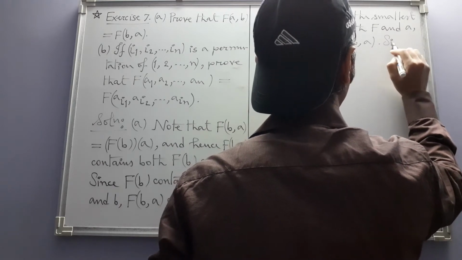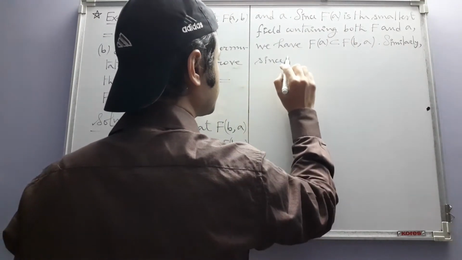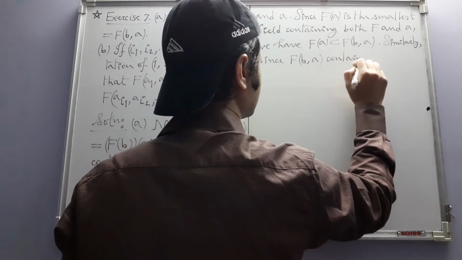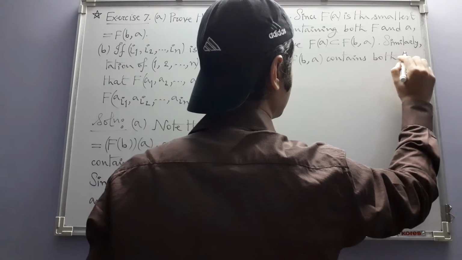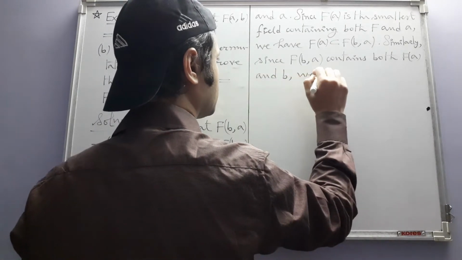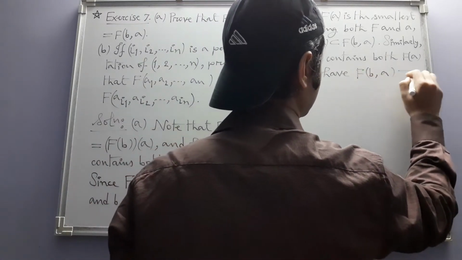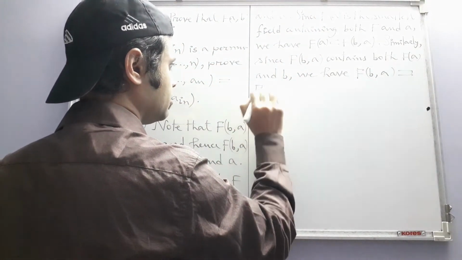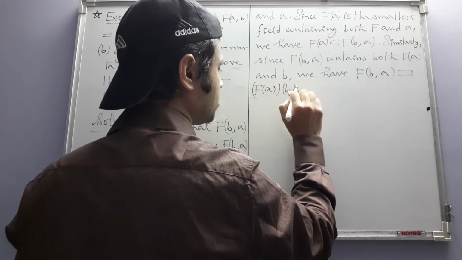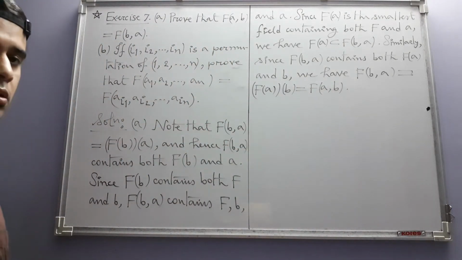Okay, similarly, since F(B, A) contains both F(A) and B, it will contain the smallest subfield, the smallest field containing both F(A) and B, which according to our standard notation is F(A, B). So F(B, A) contains F(A, B).